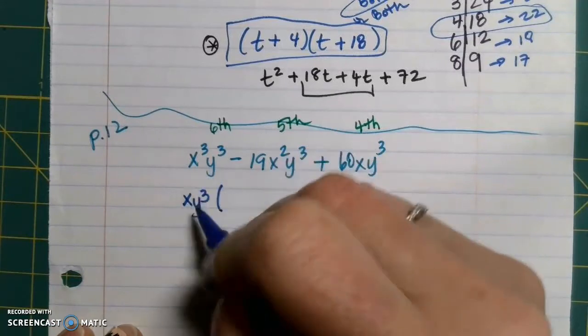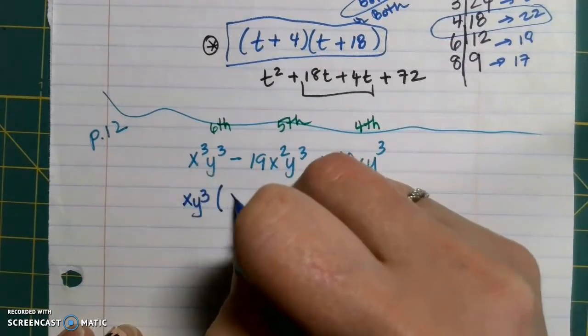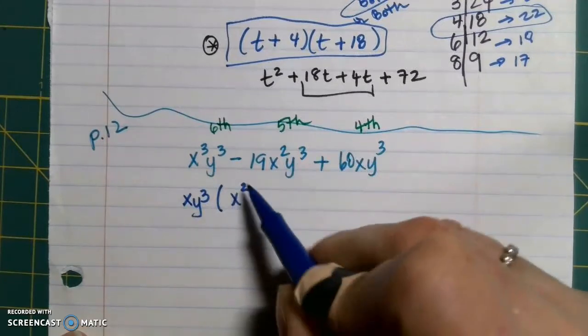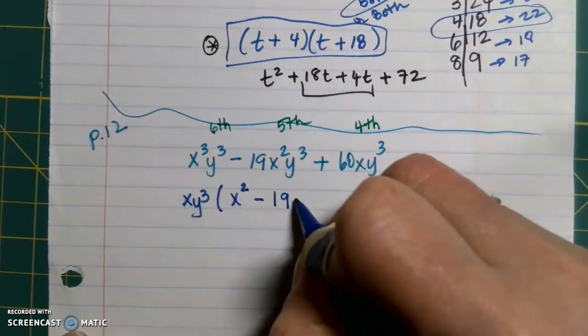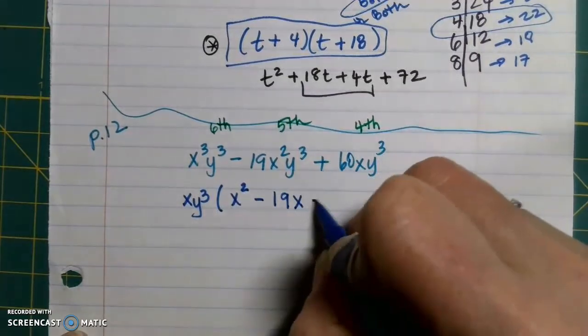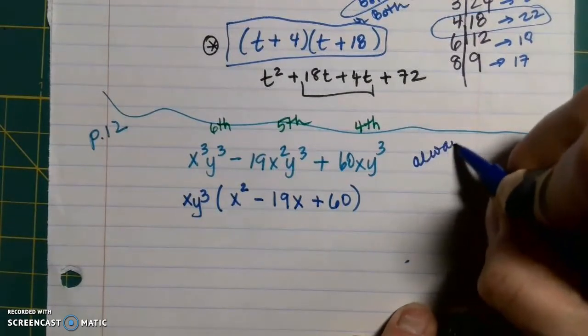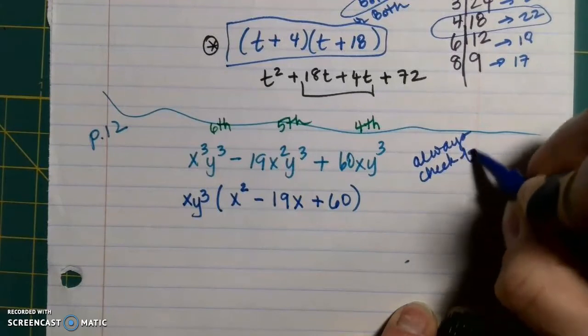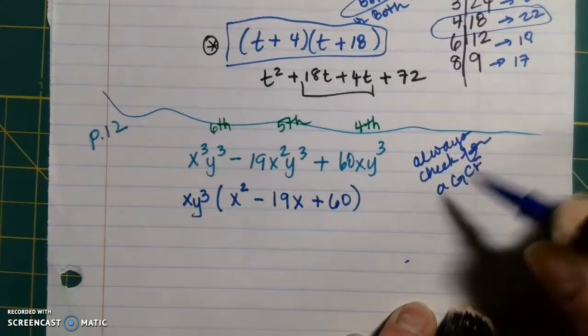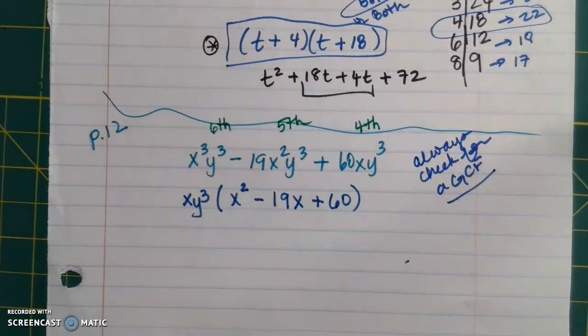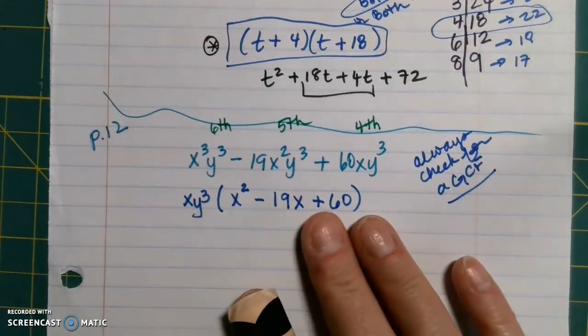All right, so inside the parentheses, once we have pulled out the x y cubed, we would leave behind an x squared, then minus 19x and plus 60. So it looks really complicated until we factor out that GCF. So always check for the GCF, and especially if it is looking like it is going to be more complicated than a typical trinomial. So once we've done that, this is a lot easier to deal with.